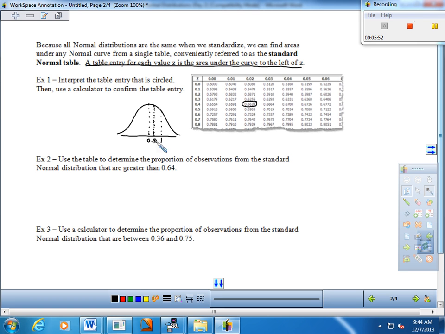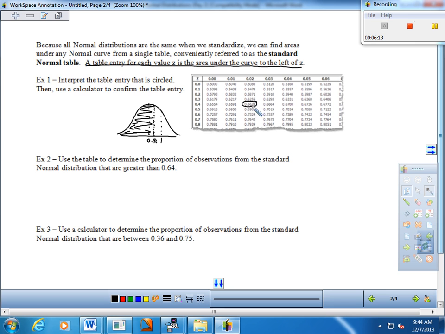And notice what it says. The table entry for each value is the area under the curve to the left of z. So there is our z value, everybody, of 0.42. Just one more time, 0.42. And so what we have here would be the area under the curve to the left of it. Now, of course, please remember that the area under the entire curve would be 1, or 100%. So the area to the left of 0.42 would be 0.6628, it looks like.